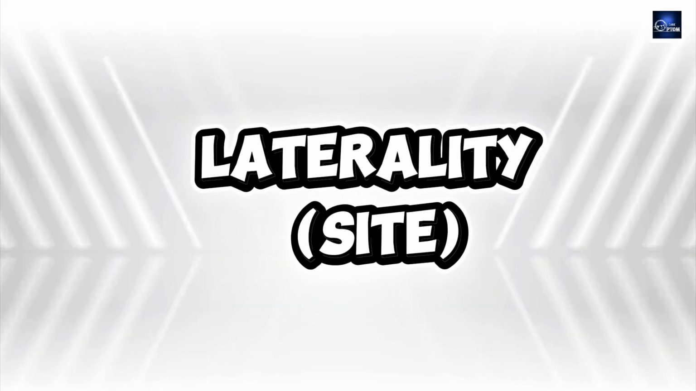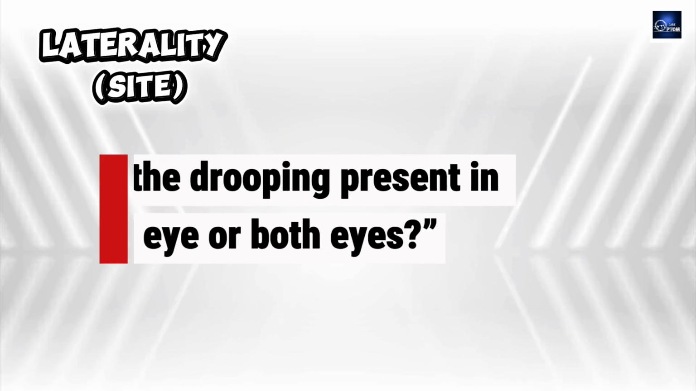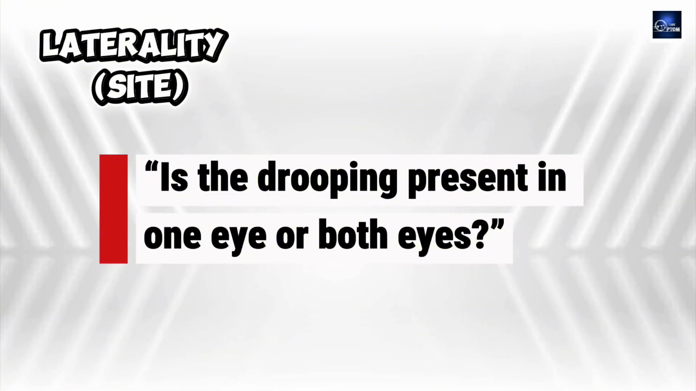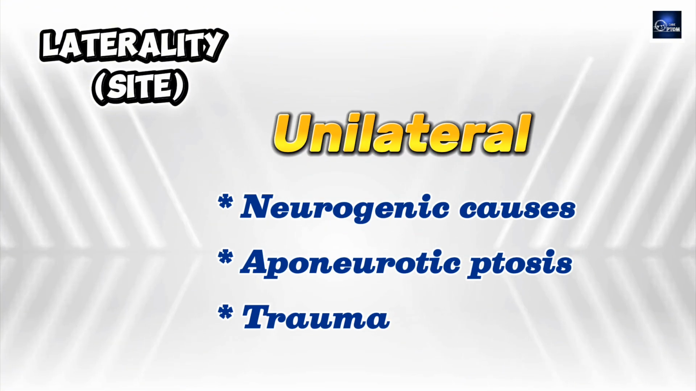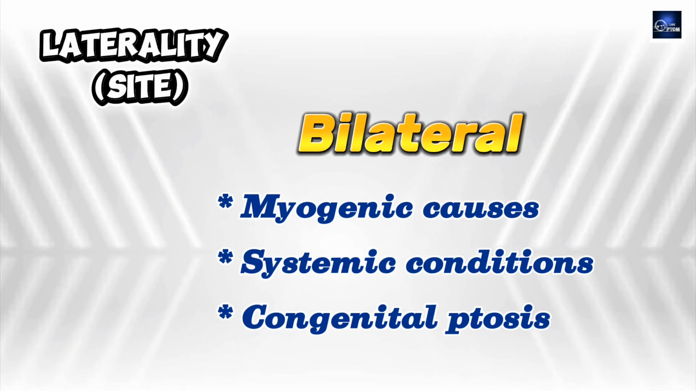Then ask about laterality. Is the drooping present in one eye or both eyes? Unilateral ptosis often points toward aponeurotic, neurogenic, or traumatic causes. Bilateral ptosis may suggest myogenic or systemic conditions. This question helps narrow your differential diagnosis significantly.